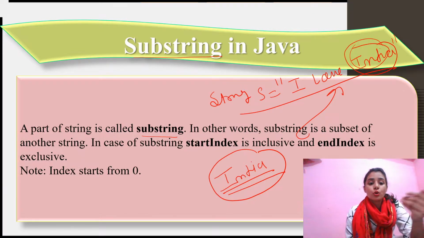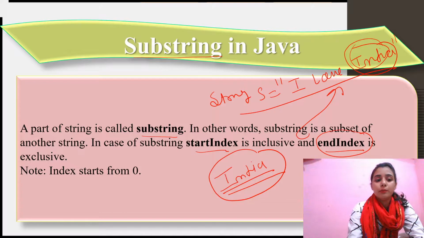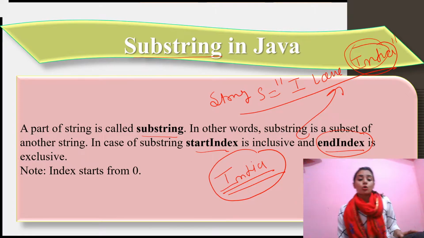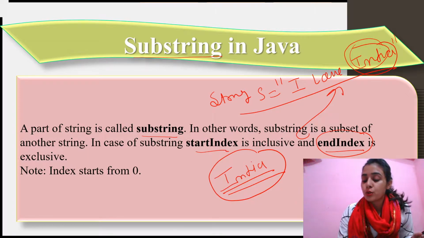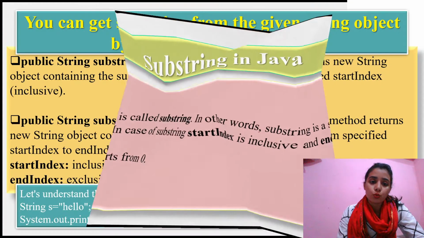In the case of substring, we have to give the start and the end index, and the end index will not be included, that means it will be exclusive. We will do it practically, then you will get to know. Index starts from 0, as you know in a string we do indexing from 0 to length minus 1.